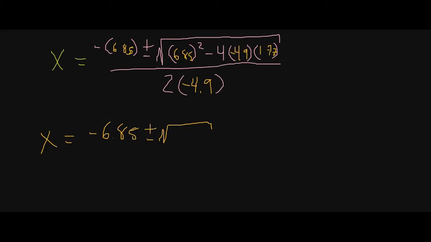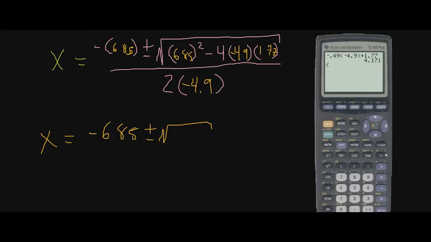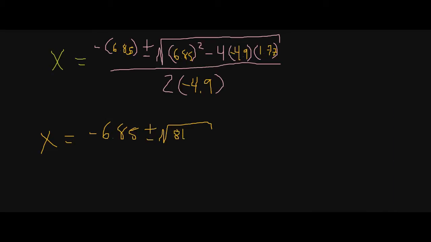And I'll go ahead and just do this whole entire section in my calculator because I definitely can't do that in my brain. Parentheses, 6.85 squared minus 4 parenthesis a, which is negative 4.9, times parentheses again 1.77. Close it. Oops, I forgot the 7. Great, we go ahead and do that, and we get in here 81.61. So I'll just go ahead and write 81.61. This is all divided by, and if you calculate this, it's going to be negative 9.8.